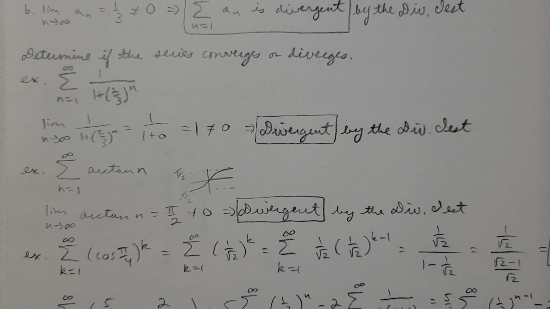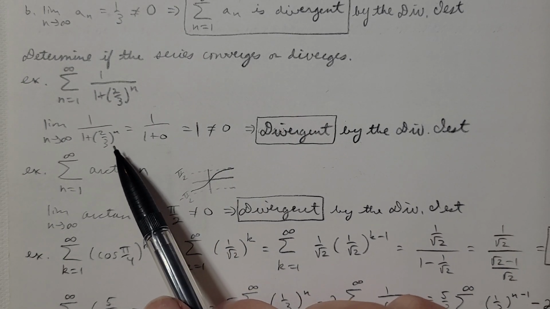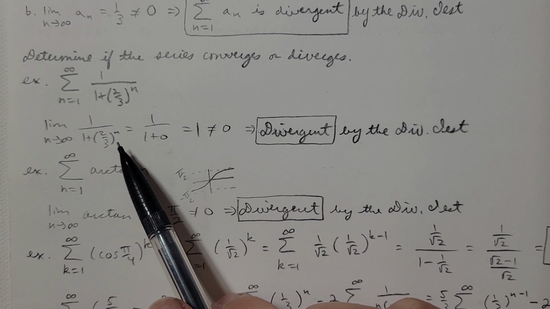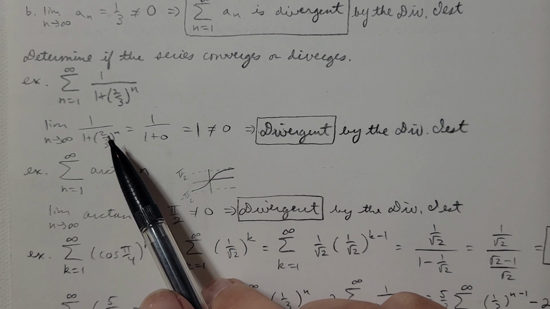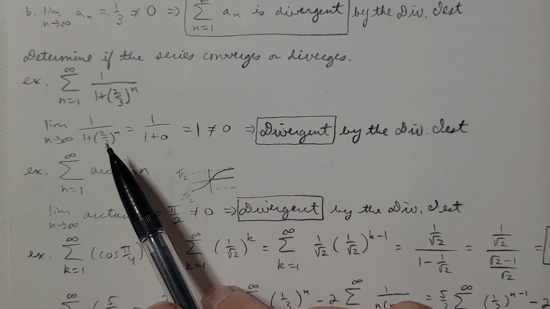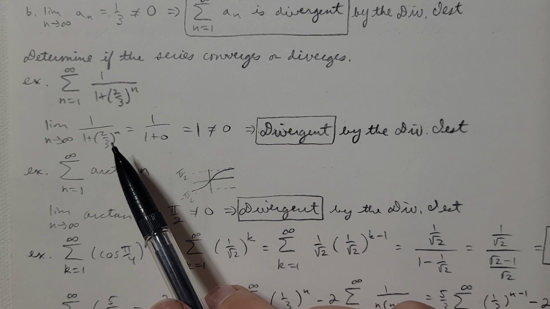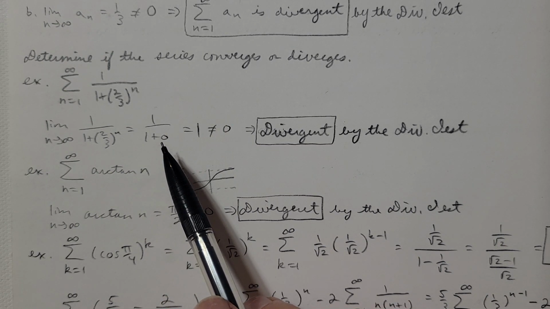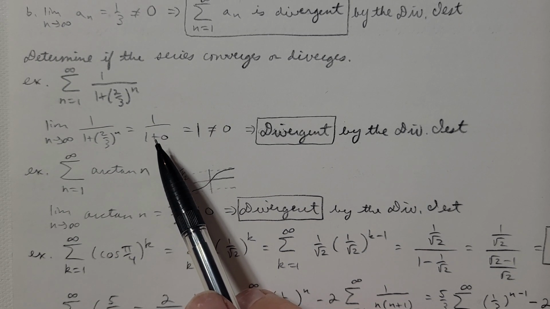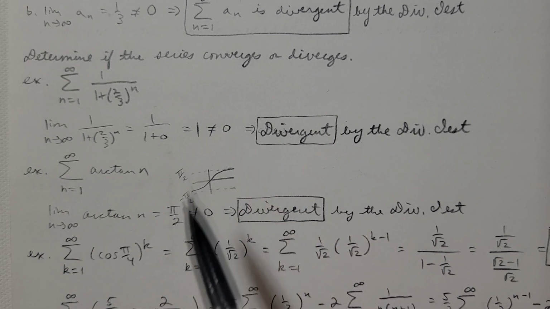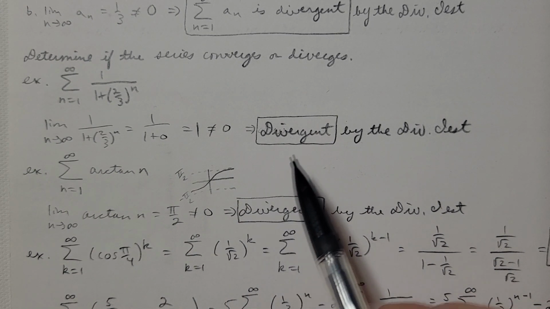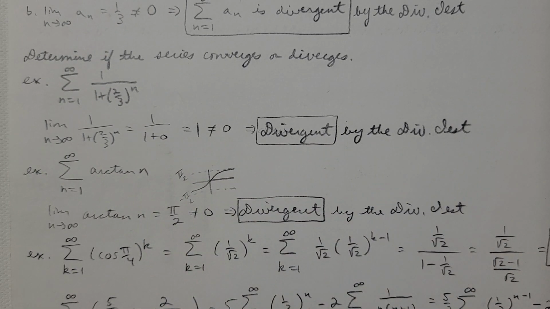Now, if I find the limit as n approaches infinity of the sequence 1 divided by 1 plus (2/3)^n, well, (2/3)^n would be 0 as n approaches infinity, because the denominator is bigger than the numerator, right? So the denominator is going to grow faster than the numerator. So the limit as n approaches infinity of (2/3)^n, that'd be 0. 1 divided by 1 is 1. That's not 0, okay? And so you're going to have a divergent series by the divergence test.